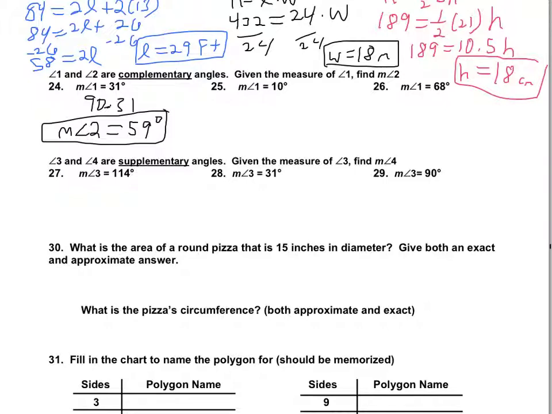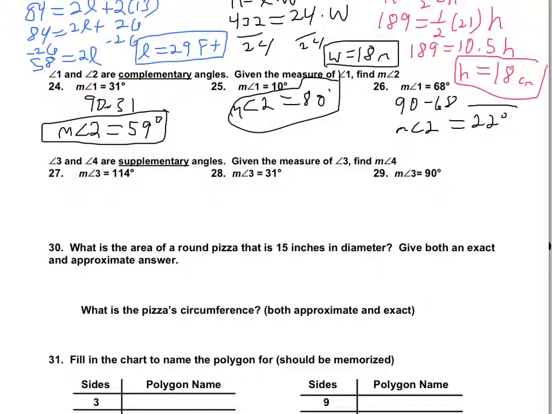Angle 1 is 10 degrees. Well, what other angle would form 90 degrees with that? That would have to be an 80 degree angle. Number 26. If the first angle is 68 degrees, what would be the second one? Well, you just do 90 minus 68, and you would get 22. So the measure of angle 2 is 22 degrees.